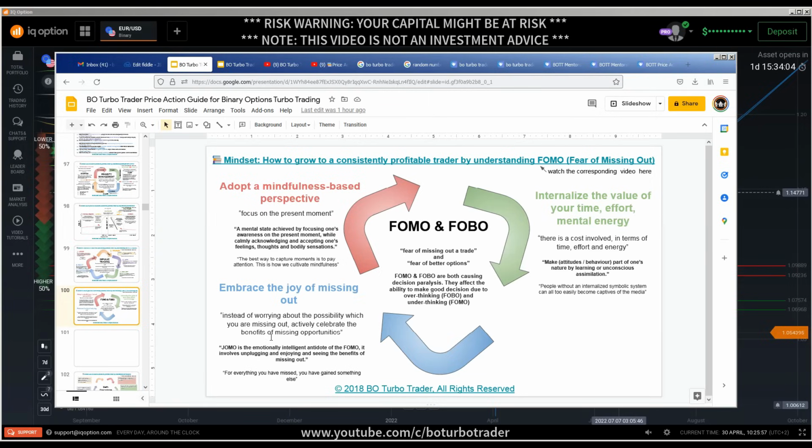Instead of worrying about the possibilities you are missing out on, actively celebrate the benefits of missing opportunities. Because at the end, for everything you have missed, you have gained something else. That is the main point. And you have to be grateful and thankful that you missed out. I know sometimes it doesn't look so nice, yes, but at the end, for everything you have missed, you have gained something else, and that is the point.